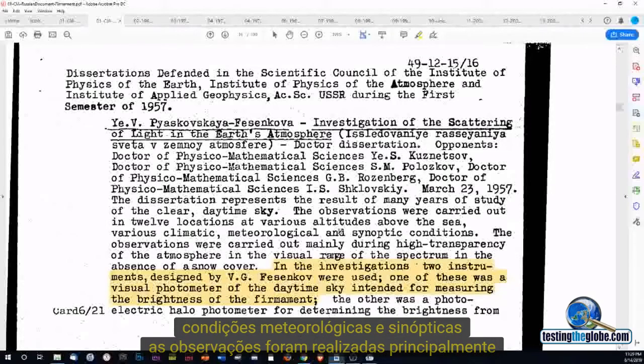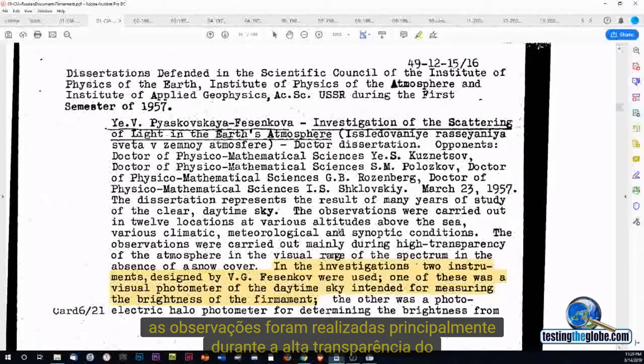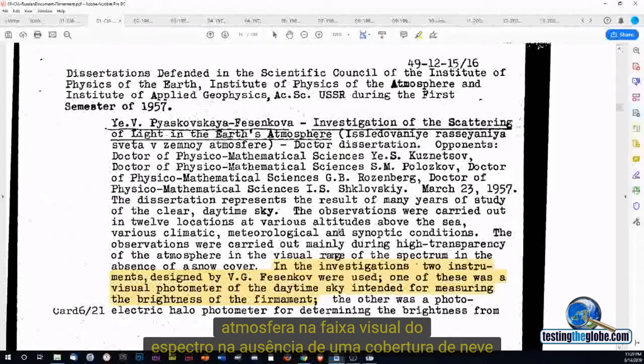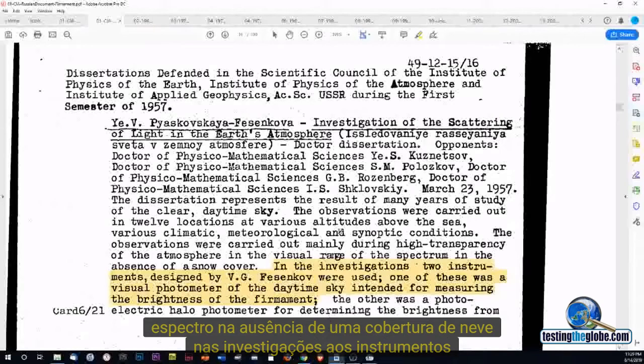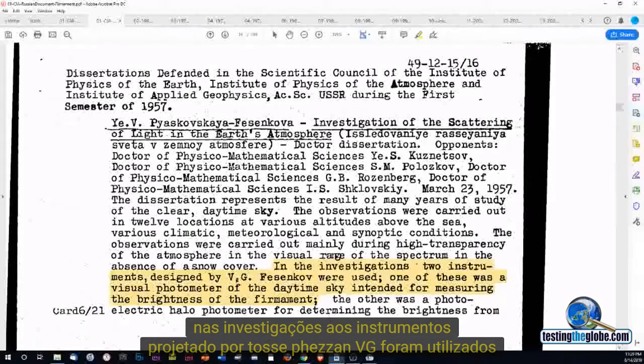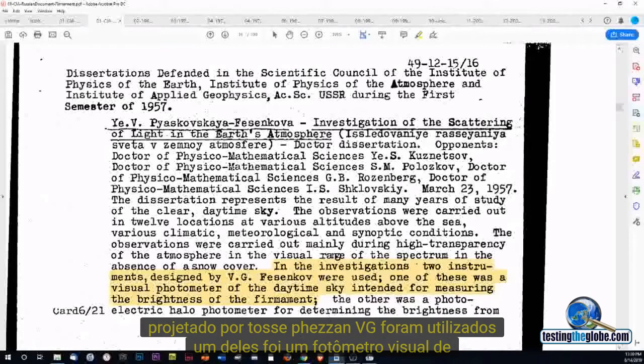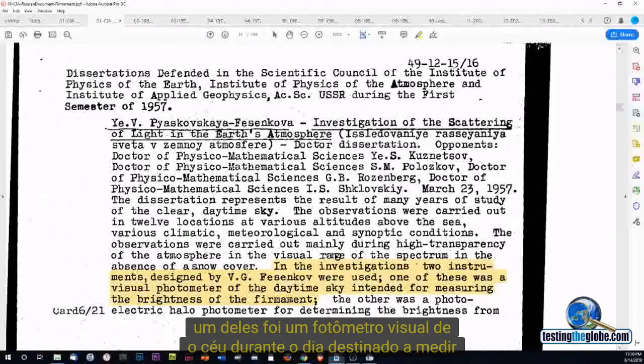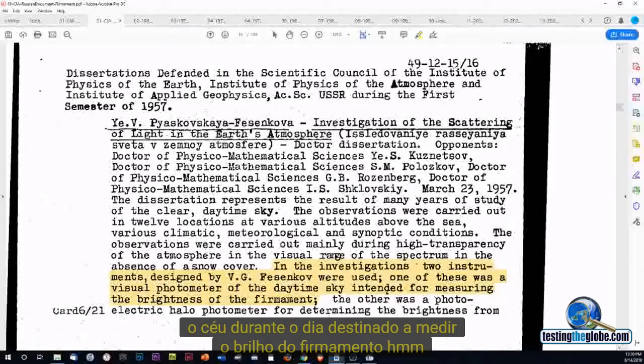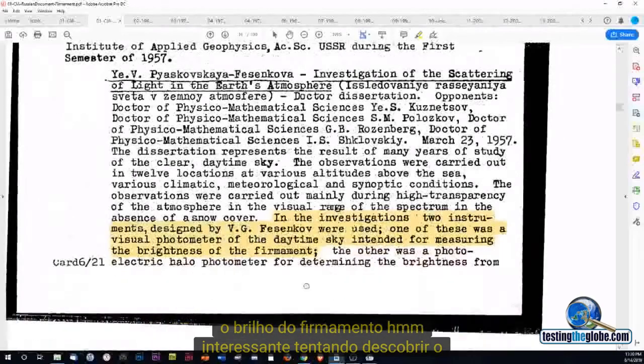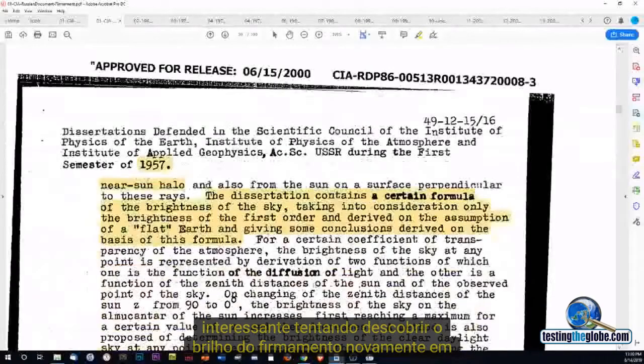The observations were carried out mainly during high transparency of the atmosphere in the visual range of the spectrum in the absence of a snow cover. In the investigations, 2 instruments designed by V.G. Fezenkov were used. One of these was a visual photometer of the daytime sky intended for measuring the brightness of the firmament. Interesting. Trying to figure out the brightness of the firmament.